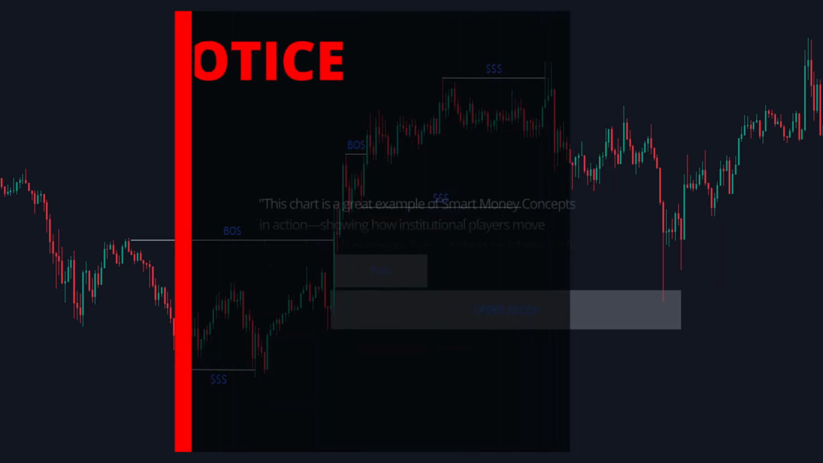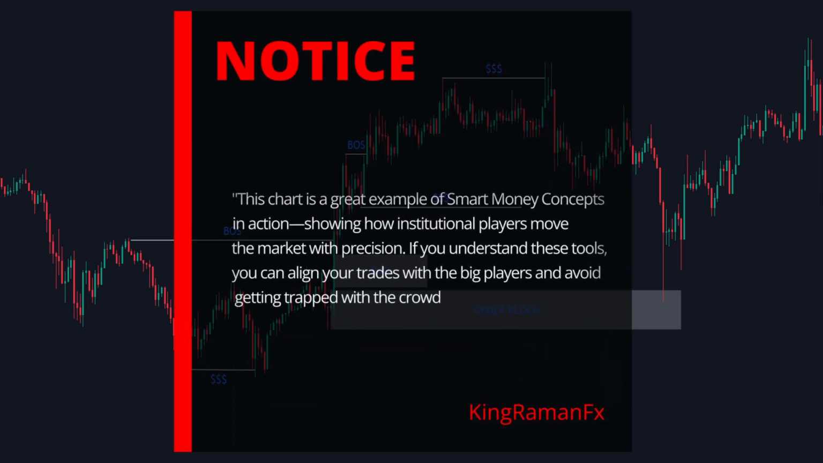This chart is a great example of smart money concepts in action, showing how institutional players move the market with precision. If you understand these tools, you can align your trades with the big players and avoid getting trapped with the crowd.